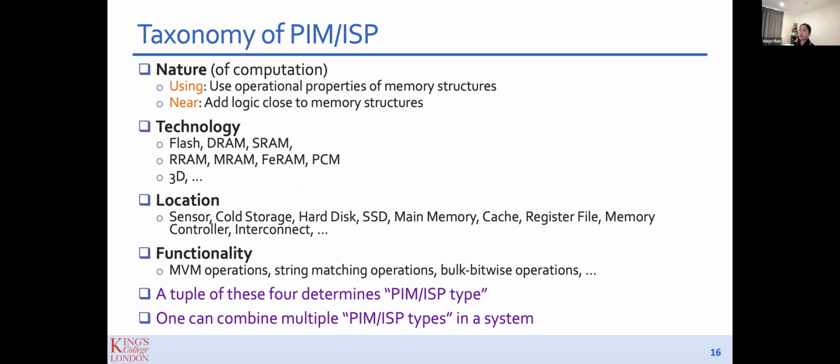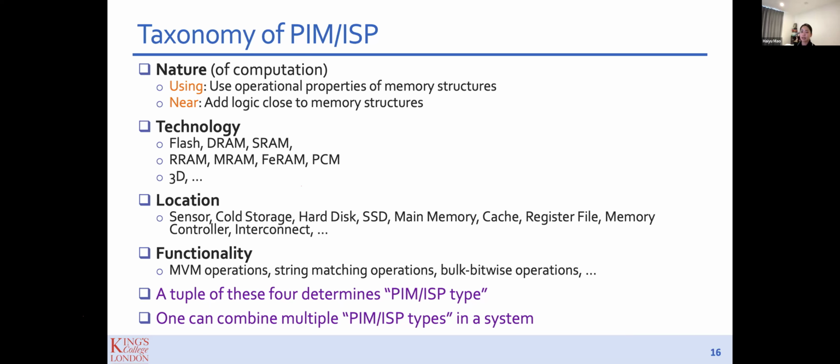And so here is the taxonomy of the PIM and ISP. There are 4 important things. First of all, we have the nature of the computation, which is either using or near memory. Using memory is using the operational properties of the memory structures. And near memory is we add some logic very close to the memory structures, right?